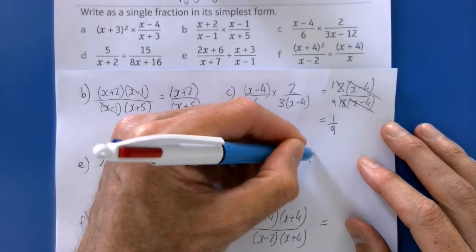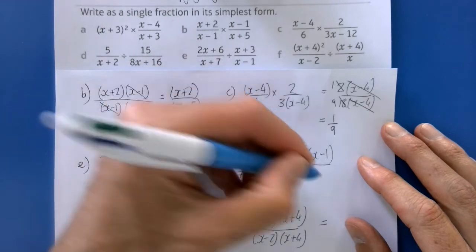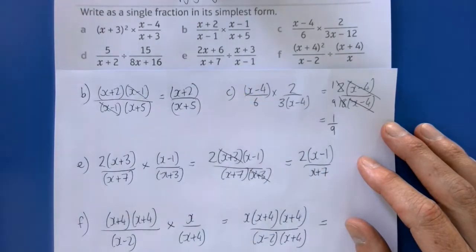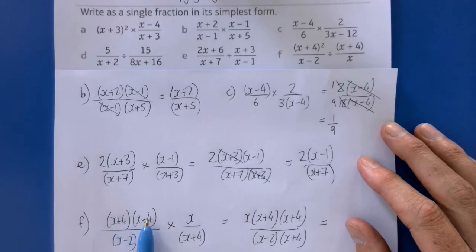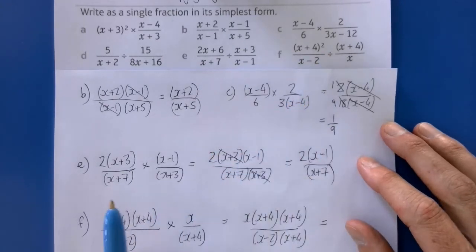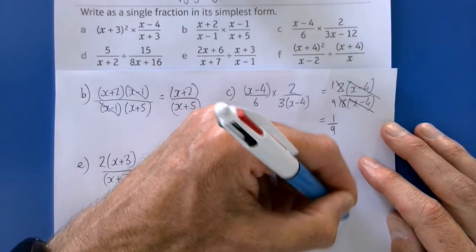So I've got 2 lots of x minus 1, so I do need the brackets there because it's got a 2 over x plus 7, and it doesn't matter whether you put brackets there or not. And then with F, you don't need to do this, but I just wanted to remind myself what x plus 4 squared meant. I replaced the divide with a multiply and flipped that fraction over. So I've got x times (x plus 4) times (x plus 4) over (x minus 2) times (x plus 4). I can cancel out one of the x plus 4s.